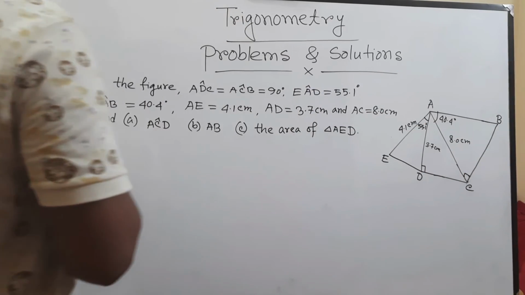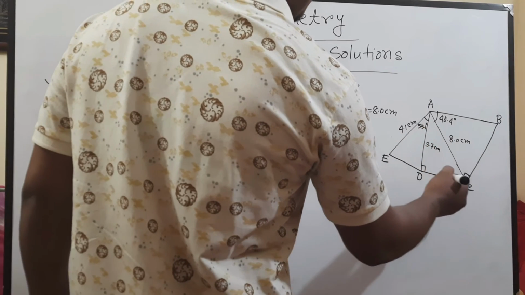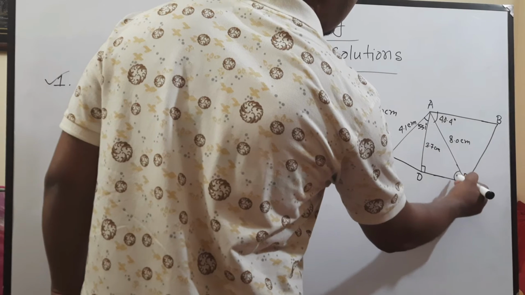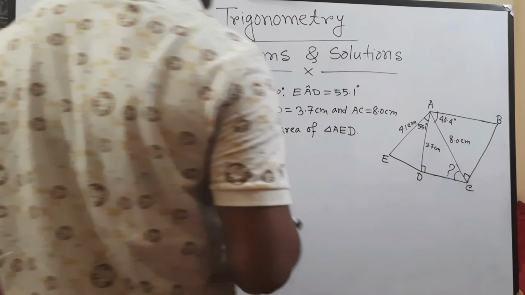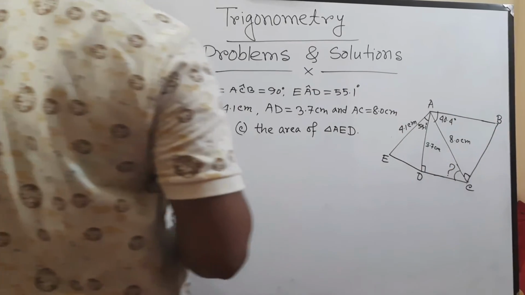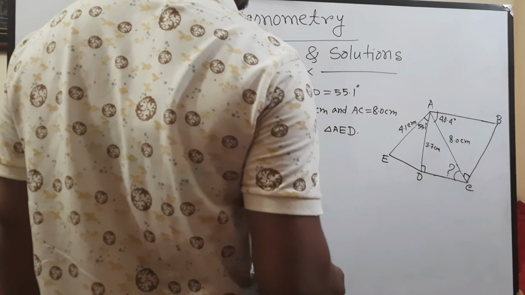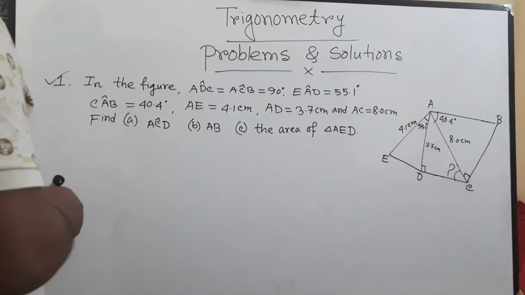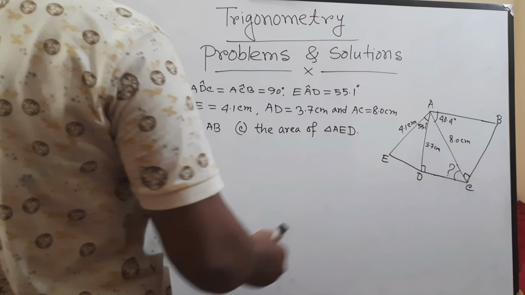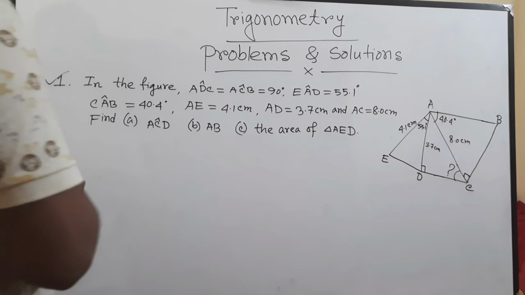So now we need to find what will be the angle ACD. That means ACD, we need to find this angle. What will be this angle? And then we need to find the side AB. What will be the side AB? And finally we need to calculate what will be the area of triangle AED. Okay, so actually here all information is given. We just need to use the formula from trigonometry. Okay, first number A.